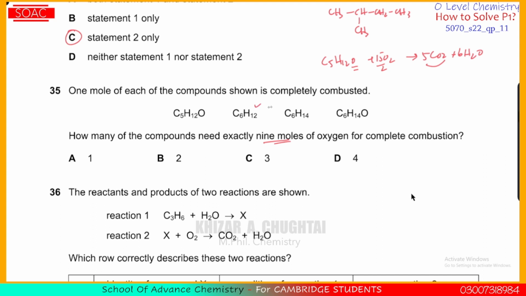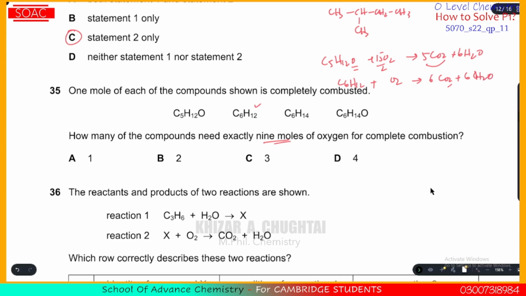What about this one? C6H12 plus O2. So the 6 mole of CO2 and 6 mole of H2O. And C6 to the 12 plus 6, 18, yes, 9 mole of O2. So it is requiring exactly 9 mole of oxygen.